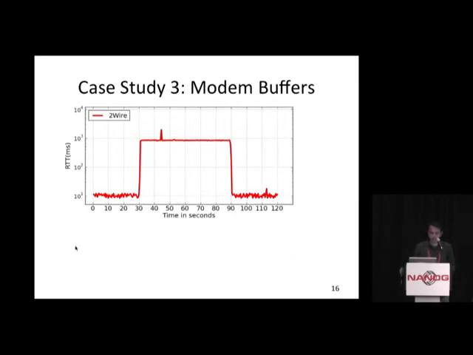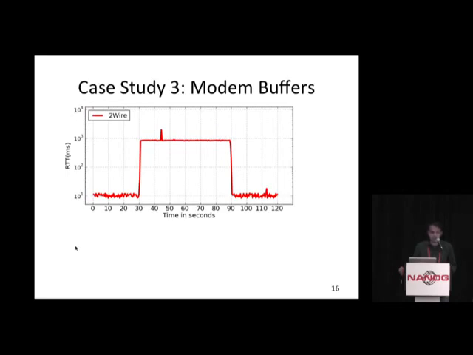So finally, we look at another case study, modem buffers in home networks. We profiled the buffering in modems by running a latency test, a ping to the last mile server, both while there's no traffic in the network and while the uplink is saturated. The experiment ran as follows. We ran a ping for 30 seconds, and then we saturated the uplink using iPerf for 60 seconds.